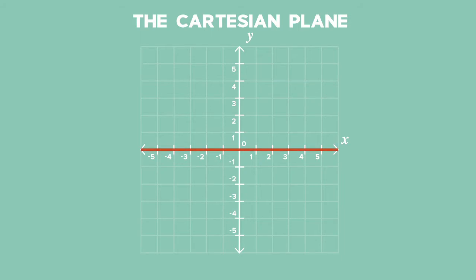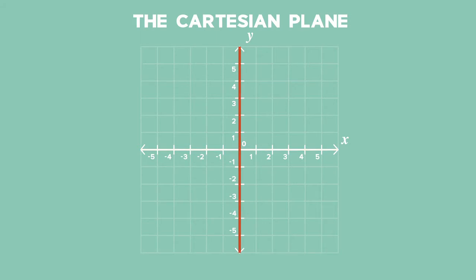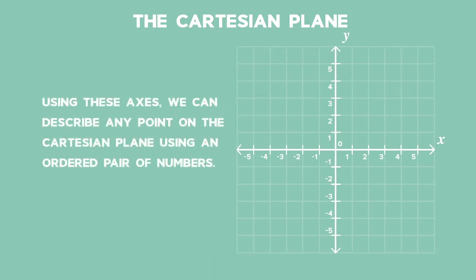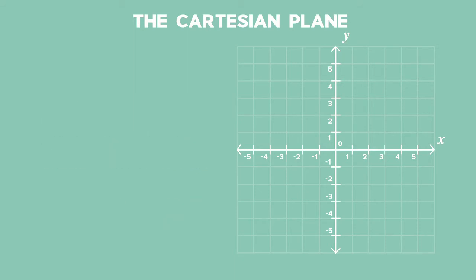The x-axis is the horizontal axis that passes through 0, and the y-axis is the vertical axis that passes through 0. Using these axes, we can describe any point on the Cartesian plane using an ordered pair of numbers. In an ordered pair of numbers, you have an x value followed by a y value in that specific order. We have an example of the Cartesian plane drawn for you.